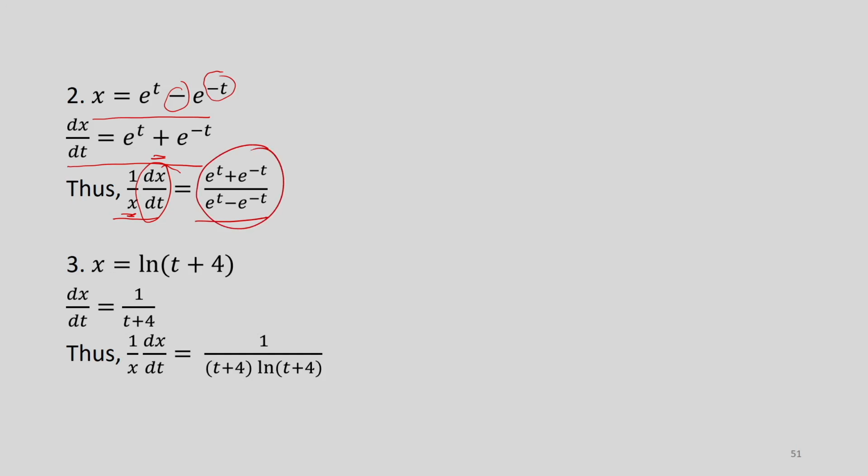The third problem, x equal to log of t plus 4, and first again I find dx dt, it is 1 divided by t plus 4. So, 1 divided by x multiplied by dx dt will be 1 divided by t plus 4 divided by log of t plus 4, because log of t plus 4 is equal to x. So, this is what we are going to get.